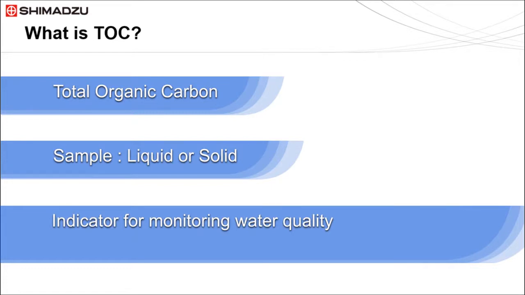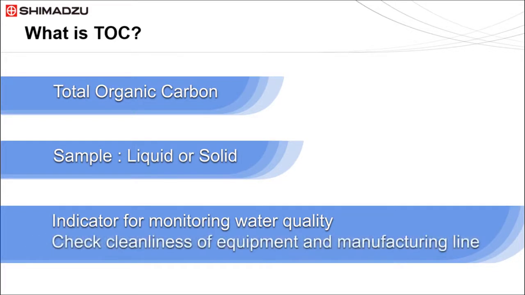In some industries such as pharmaceutical and food, TOC is used as an indicator for checking the cleanliness of the equipment and manufacturing line. This will prevent any undesirable effects from organic contamination in the finished product.